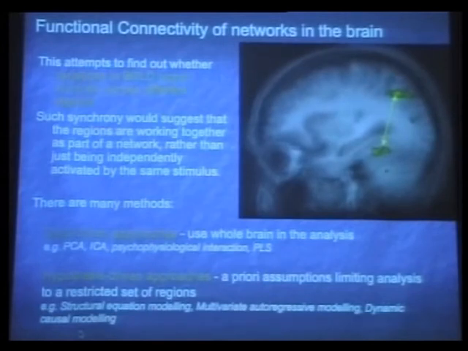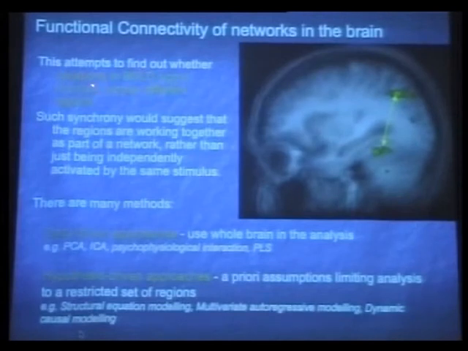Functional connectivity is a slightly different thing. What we're trying to do here is go back to that question: we see a bunch of areas lighting up. What does that mean? One thing that you might think is that all these areas must be involved together. But just because they all light up doesn't mean that they're all working together. And this is trying to figure out whether that is true or not.